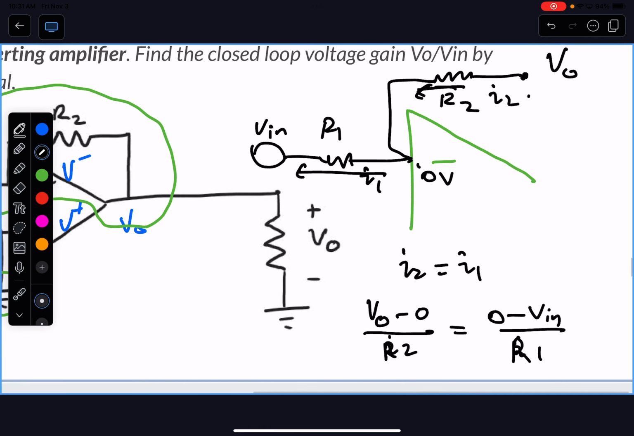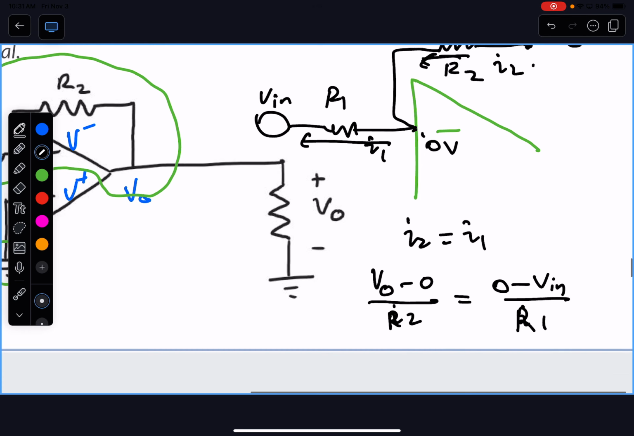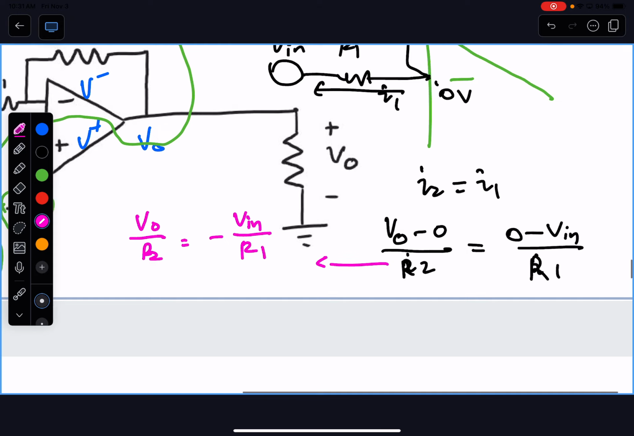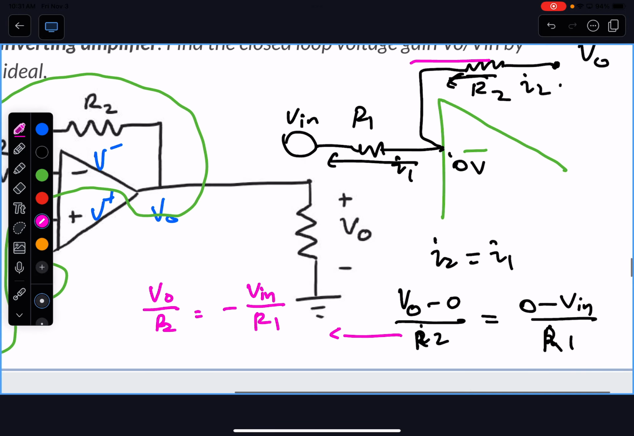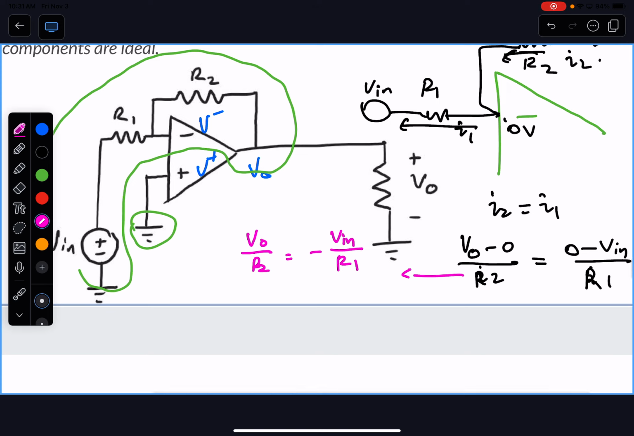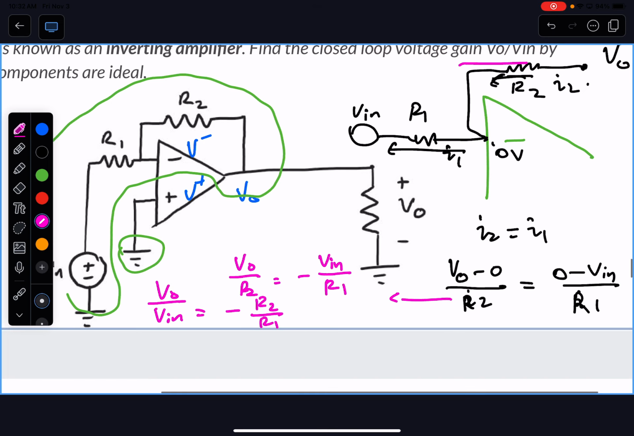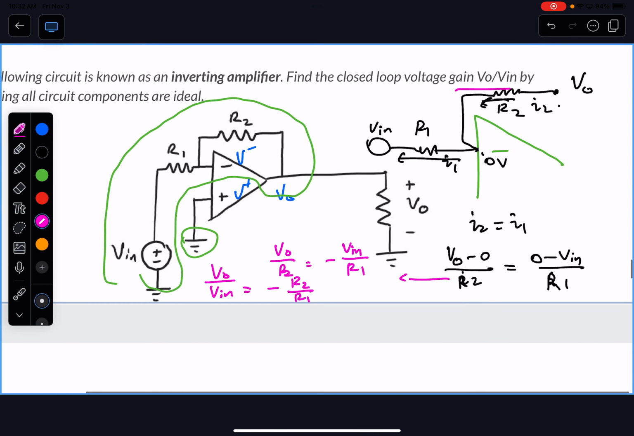Okay, so where does that lead us? Cancel out the zeros, and we get V naught over R2 equals negative V in over R1. And then we are looking for your closed loop gain, right? Your gain is V naught over V in. So move the V in down here, move the R2 up there, and then we should be able to solve this problem. So we'll have V naught over V in equals negative R2 over R1. Yeah, I think so. So this is how.